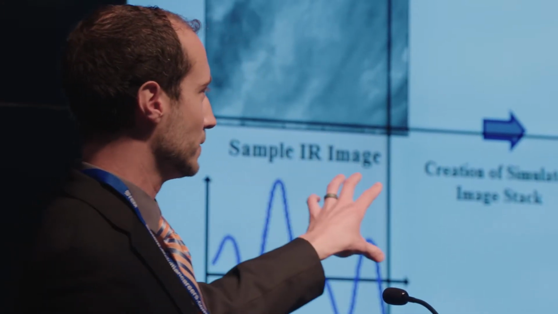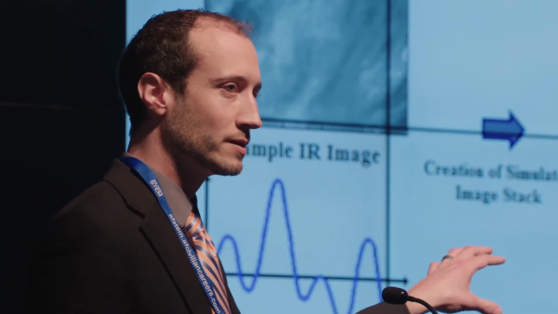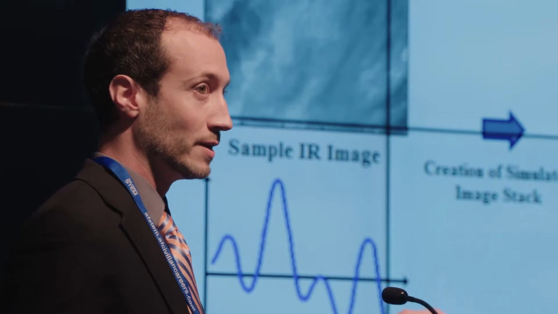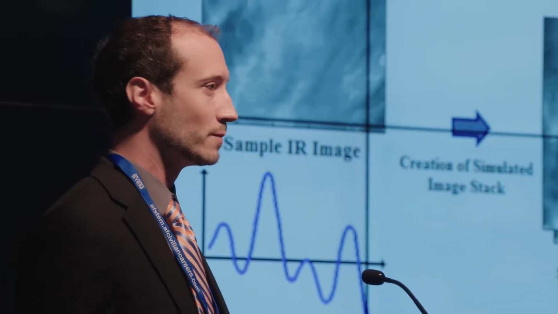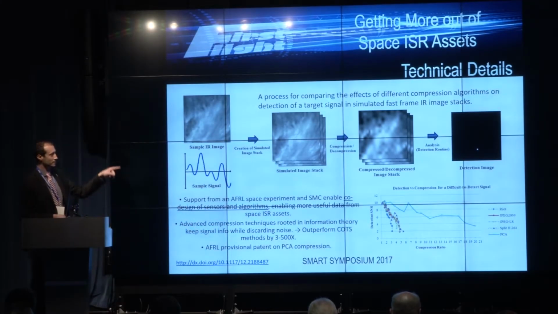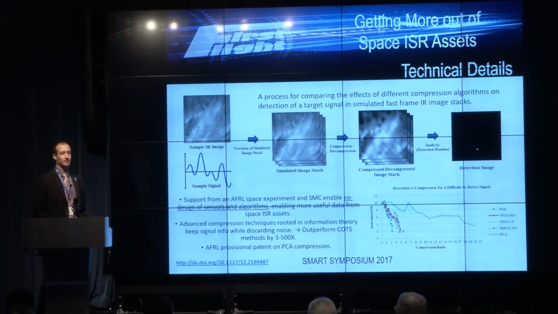We'll take that set of images and run it through compression and decompression, which is modeling what happens as we send the data from on orbit to the ground. Then you see that second set of images is the degraded image stack that arises from a lossy compression algorithm. After that, we'll run our analysis and detection routines and create a detection image from which we measure the detection signal-to-noise ratio.